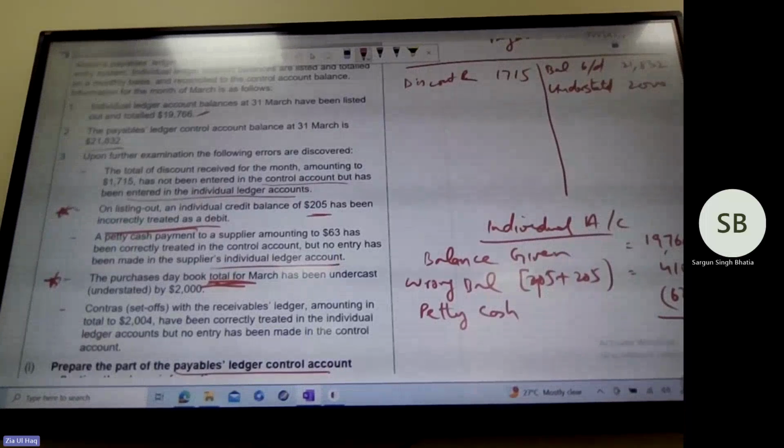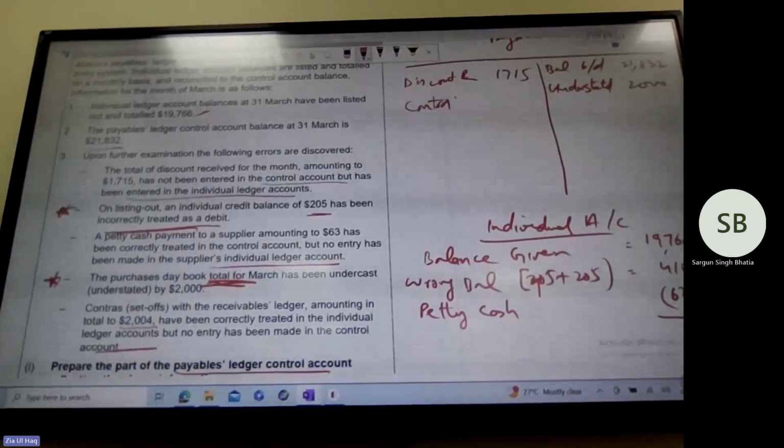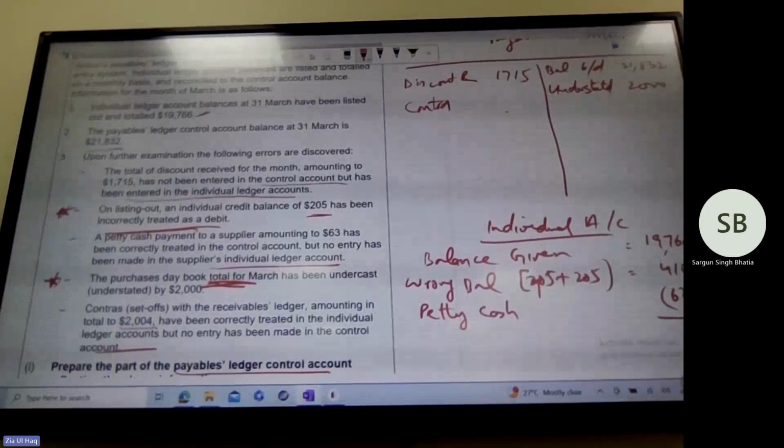Contra set-off with the receivable ledger amounting to 2004 has been correctly treated in the individual ledger, but no entry has been made in the control account, where we record the contra on the payable side, because payable debit, receivable credit, against what amount? 2004.